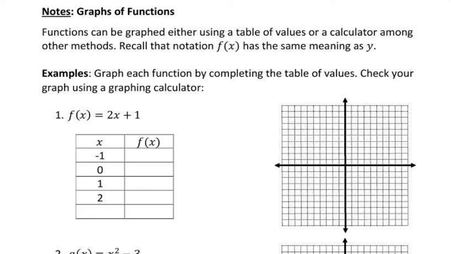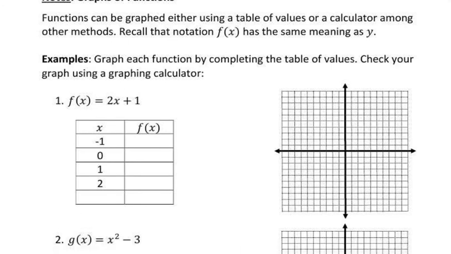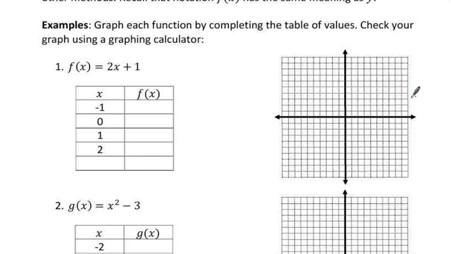Recall that f of x is function notation, which has the same meaning as y. It replaced that variable, or the dependent variable. So the first example we're going to look at is to graph a linear function, 2x plus 1. The table of values could be helpful to you, but you might recognize that this is already in slope-intercept form, y equals mx plus b, where the slope is 2 over 1 and the y-intercept, or I like to call it the starting point, is 1.